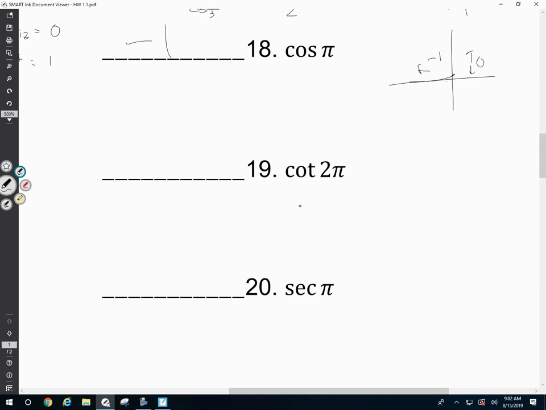Cotangent, adjacent over opposite, or horizontal divided by vertical. 2 pi is the same location as 0. So horizontal distance would be 1. Vertical distance is 0. I'm not going up or down at all, starting from the origin, getting to this location on my unit circle. So horizontal 1, vertical 0, undefined. All right, tangent is opposite over adjacent, so that would be vertical over horizontal; cotangent, flip it.